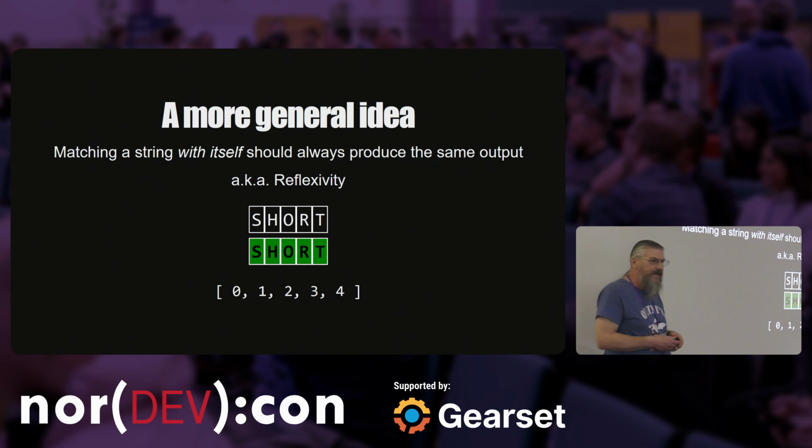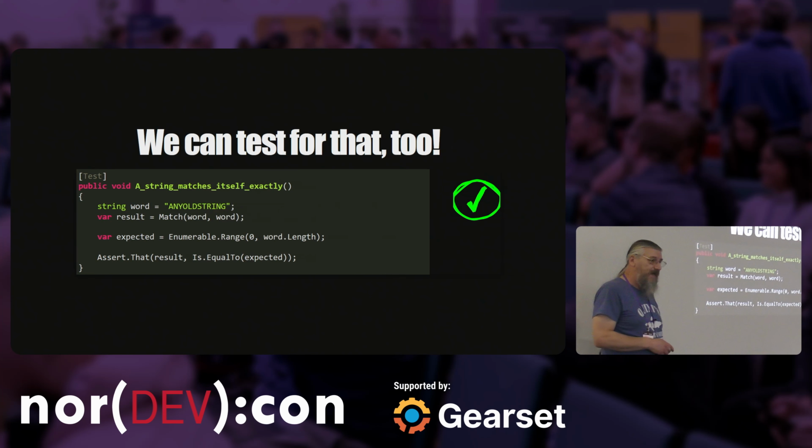So here's a more general idea that we might want to test for. Matching a string with itself should always produce the same output, i.e. it's just a sequence of indices where index 0 is in position 0, index 1 is in position 1, and so on for the rest of the string. Okay? And that just says that all the letters are green. We chose the right word. And you get the little bouncy letters in Wordle to tell you that you've won. And we can write reflexivity in kind of layman's mathematical terms. We can write a test for that too.